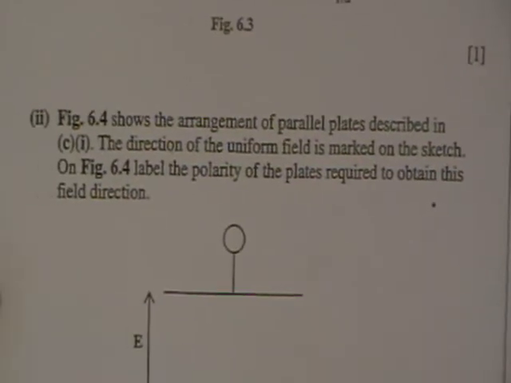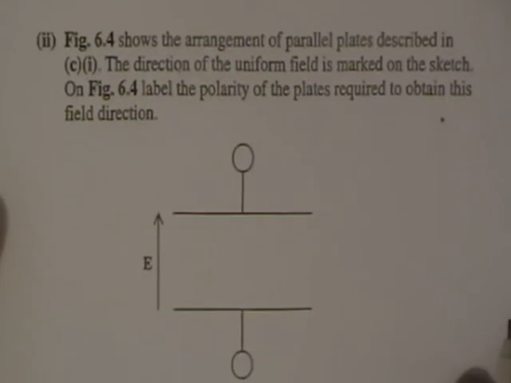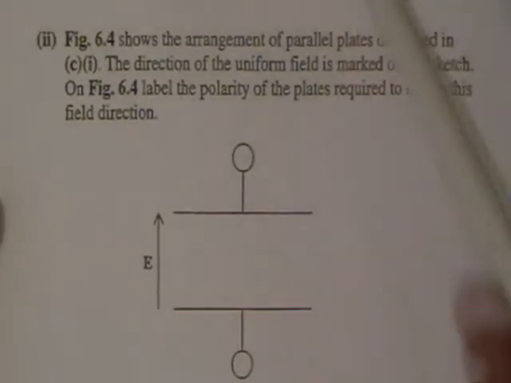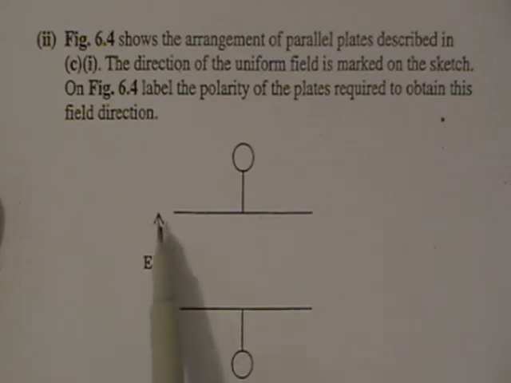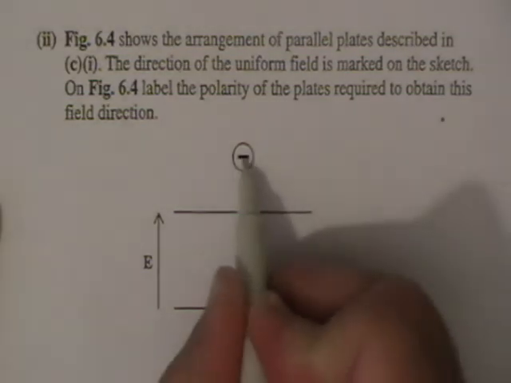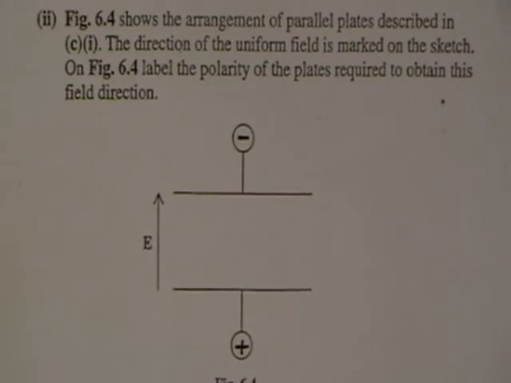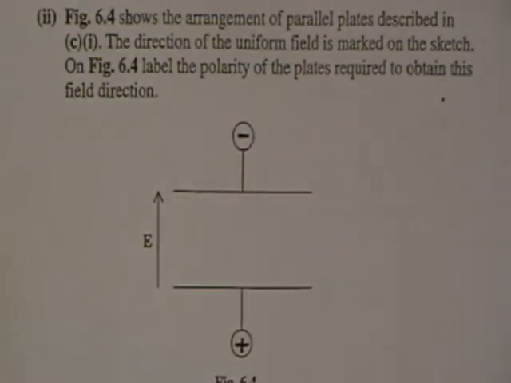Figure 6.4 shows the arrangement of parallel plates described above. The direction of the uniform field is marked on the sketch, so the field is acting up. Label the polarity of the plates. So remember, this is the direction that a positive charge would move, which means that this must be a positive at the bottom and a negative at the top in order for a field to be like so.